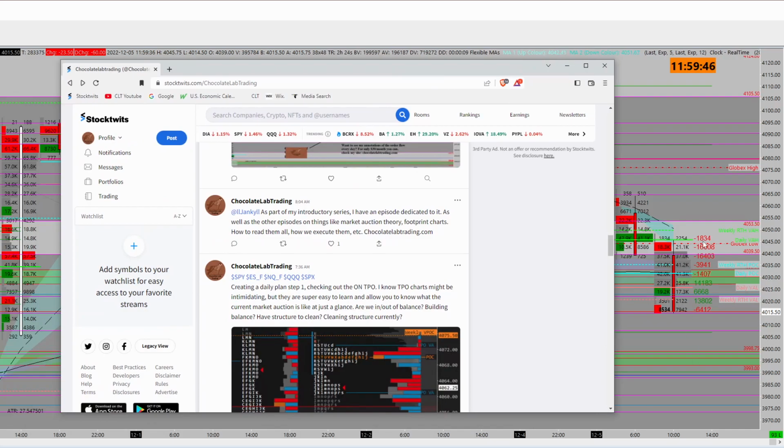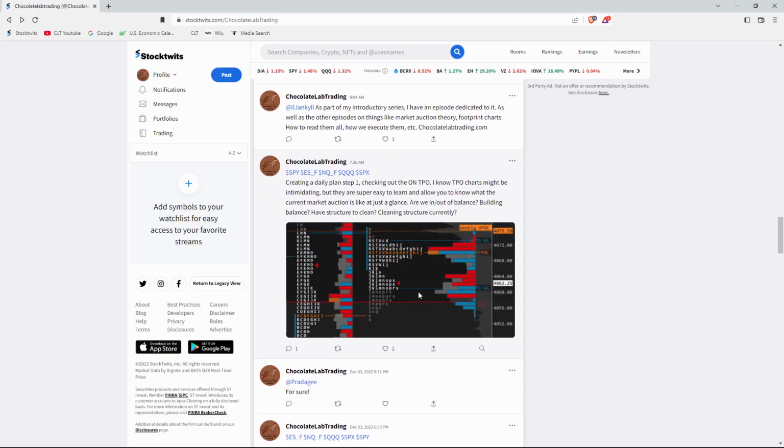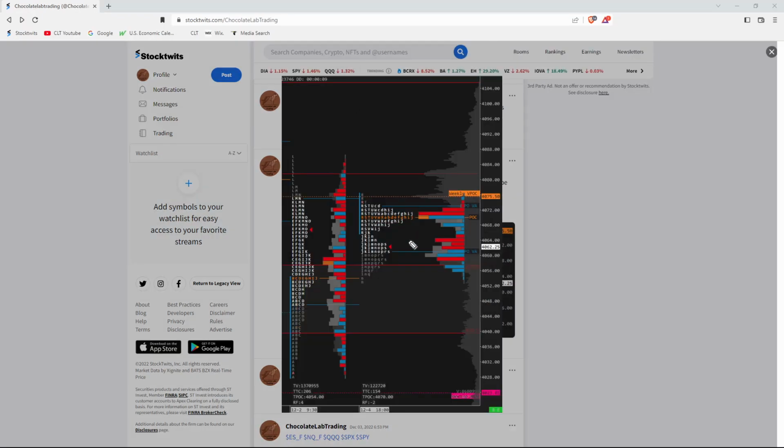We'll take a look at the intraday order flow, but first I want to go over the daily plan. So just like every day, I start my daily plan with my TPO charts. And what I'm circling here, these are called market profiles.